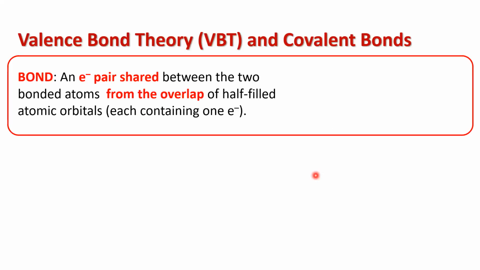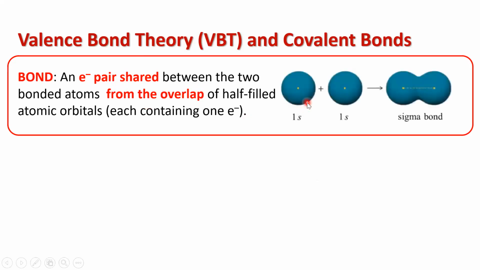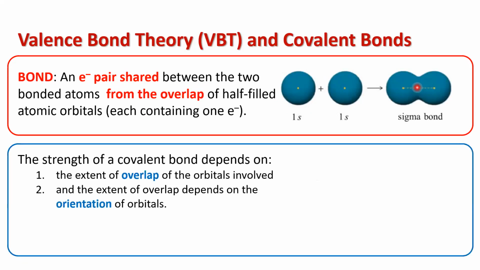When we look at bonds, bonds are formed by sharing pairs of electrons between atoms when the atoms overlap their orbitals. As an example, if we were looking at hydrogen, a 1s orbital here and a 1s orbital here, those two orbitals would overlap, and the two atoms would share pairs of electrons between those overlapping energy levels.